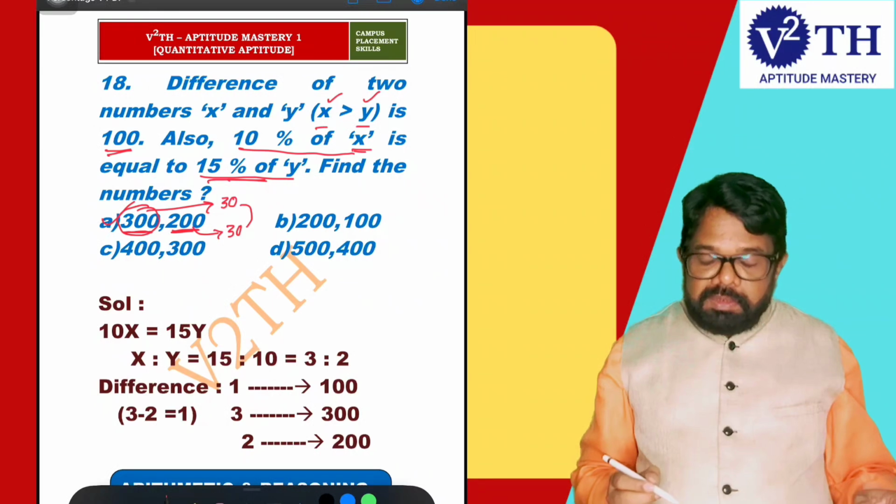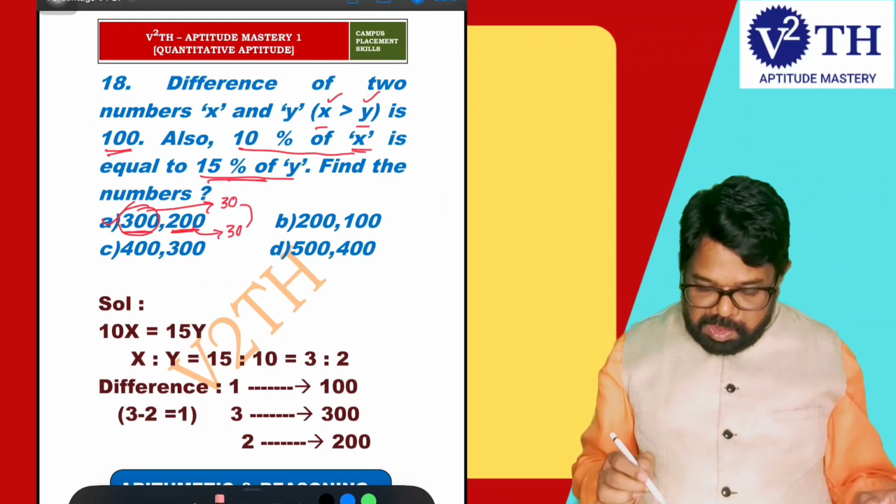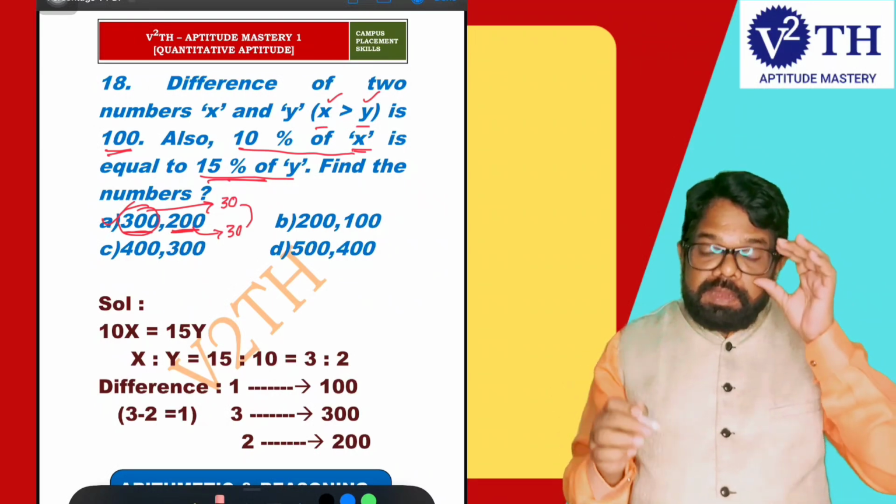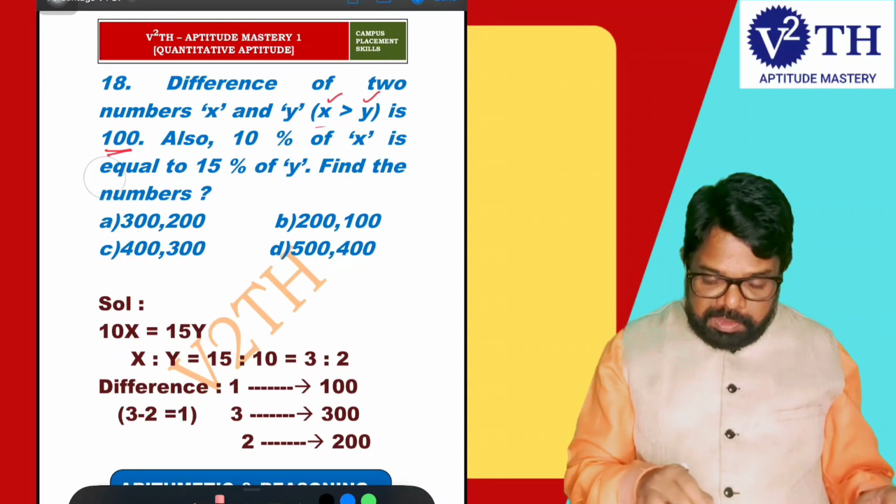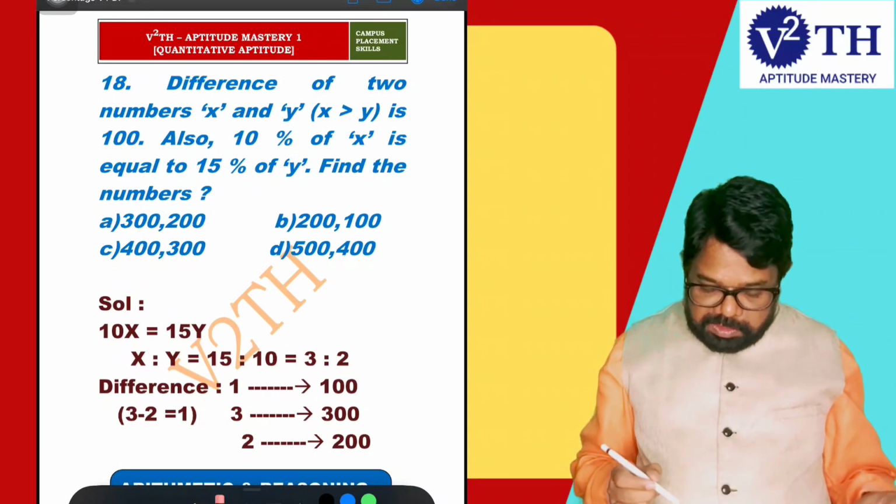So what is our answer? 300 and 200 is the answer. Or another method, another approach, is also there. The general method is also there. What is the general method?